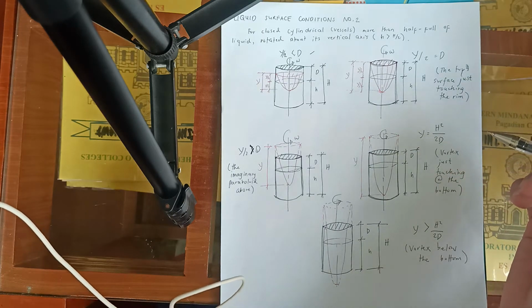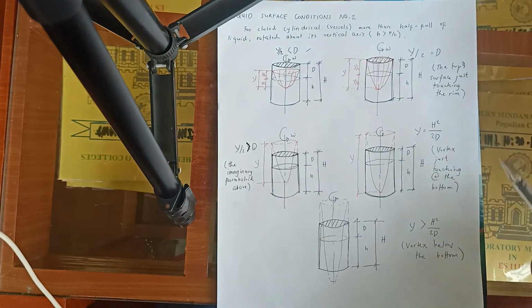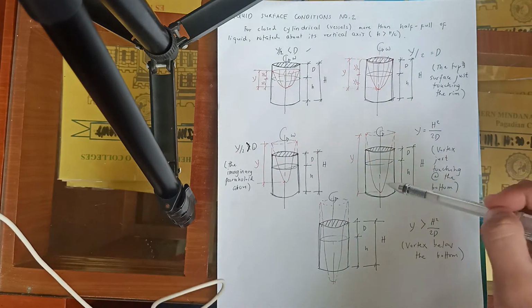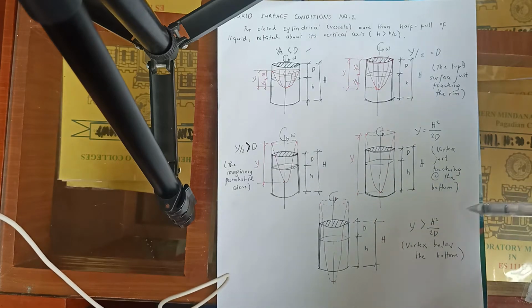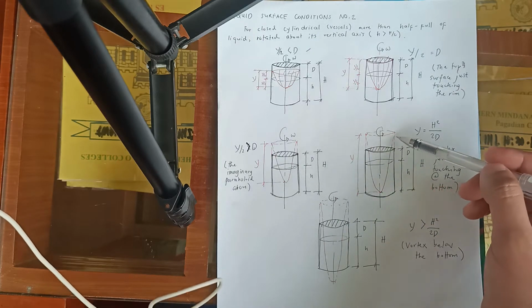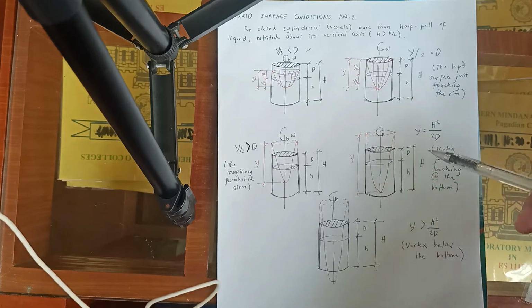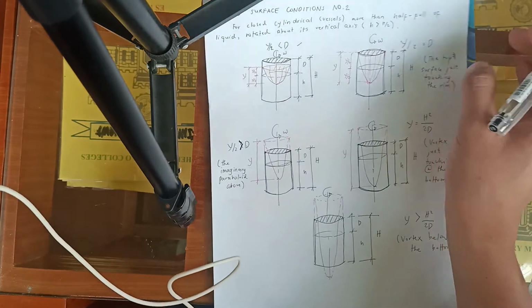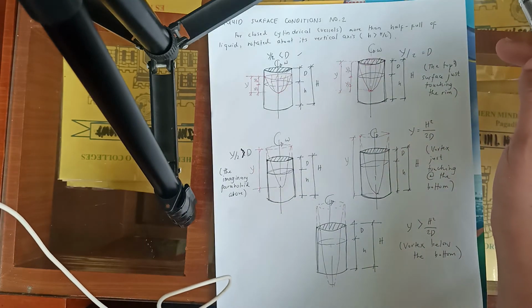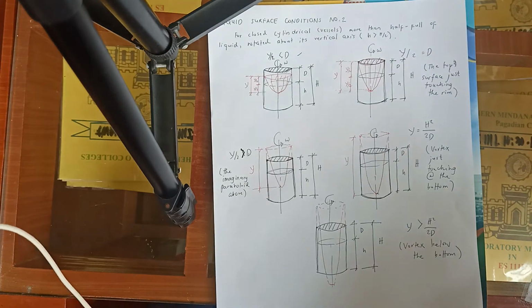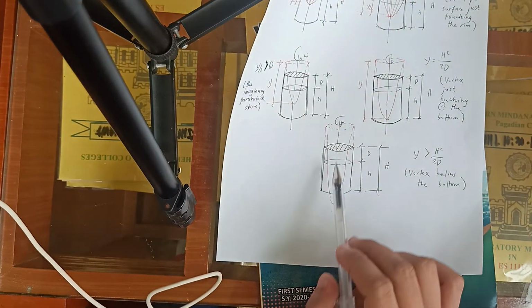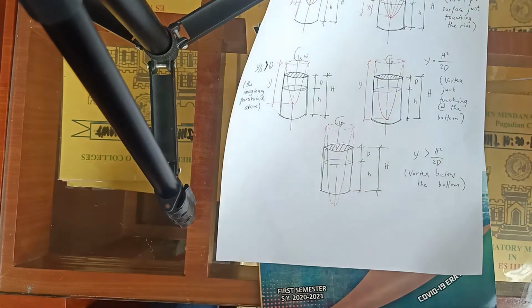The fourth one would be y equals h squared over 2d, with the vortex just touching the bottom. So there is also an imaginary paraboloid, or the upper part of the paraboloid is imaginary. And lastly, y is greater than h squared over 2d, wherein the vortex is below the bottom of the vessel. So imaginary above, imaginary below.